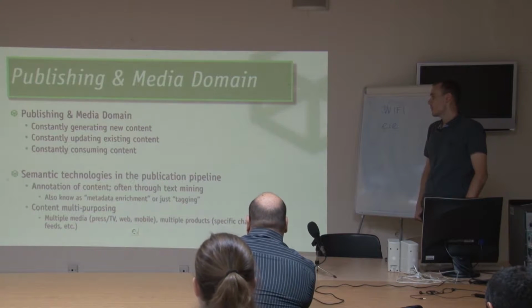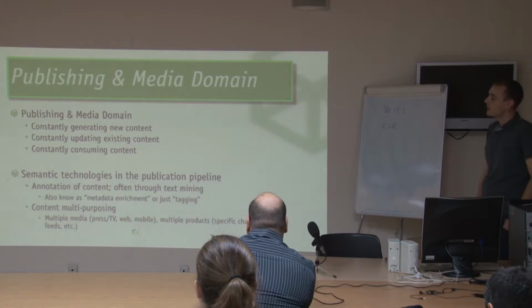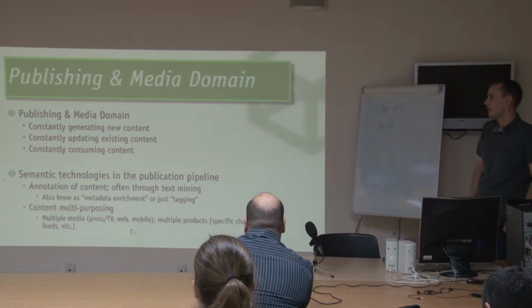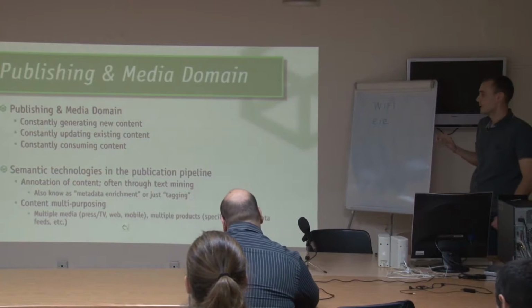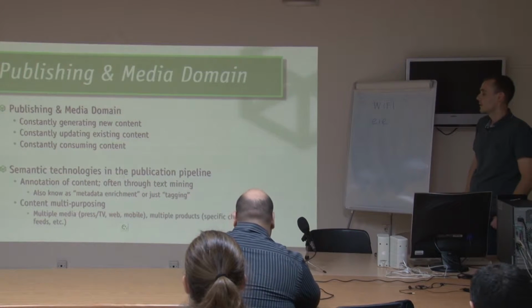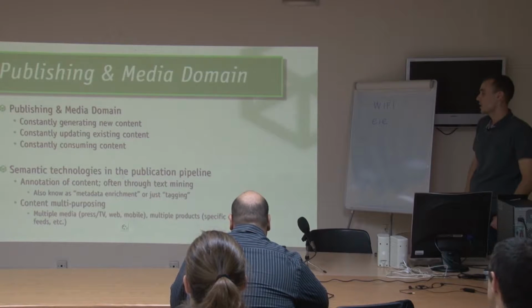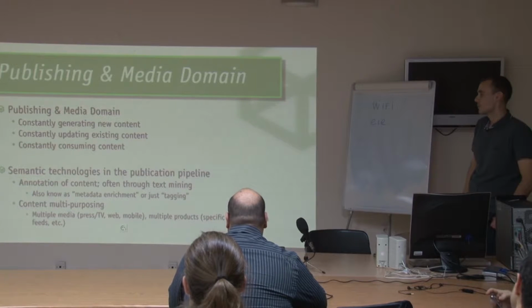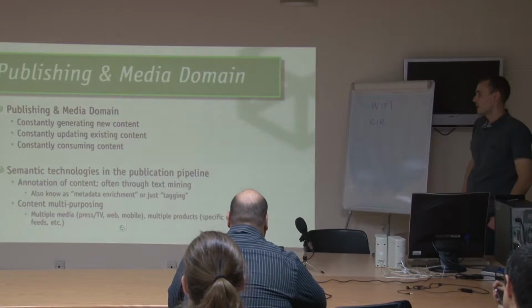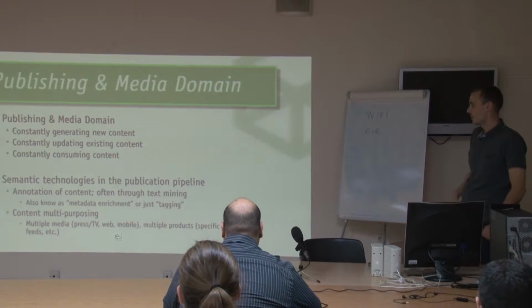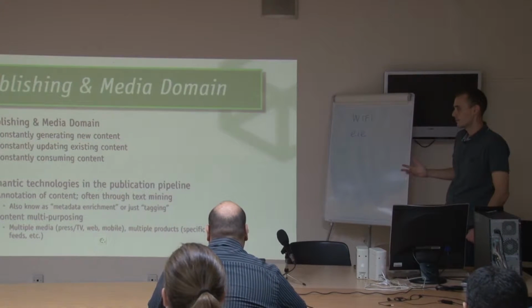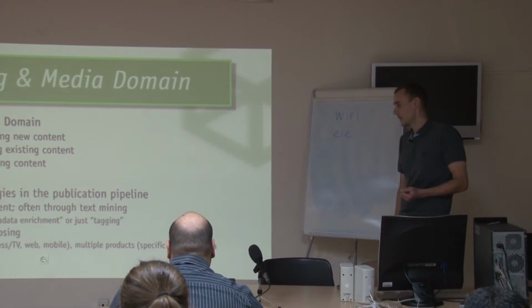The place of the semantic technologies in the publication pipeline: they're used to annotate the content, as I mentioned, through text mining, which is actually adding more metadata about the entities of information, and after being annotated, this content can be used for multi-purposing. It can be used in various ways to extract new data or provide different kinds of views on one kind of information.